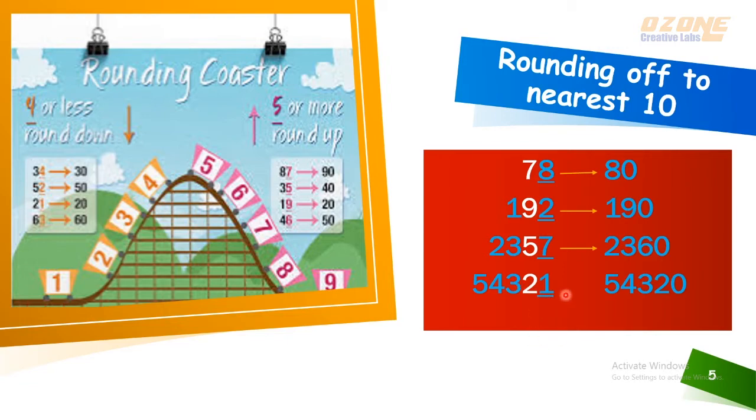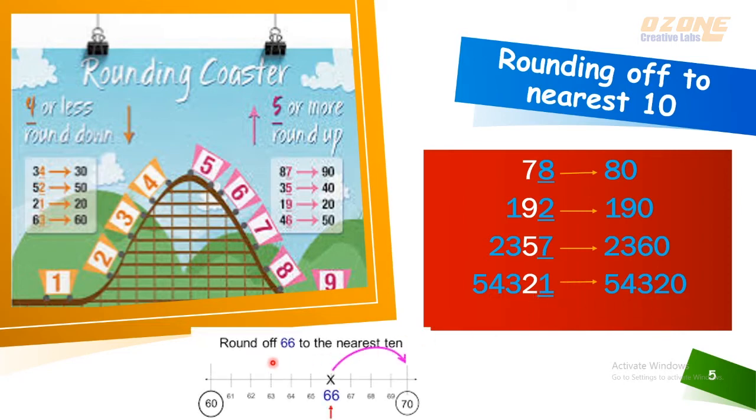Next, 54,321 is given. Unit place is 1, which is less than 5. So no need to do any change in the previous number. So it will become 54,320.